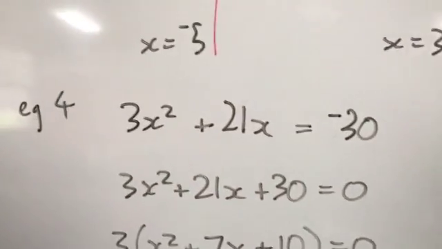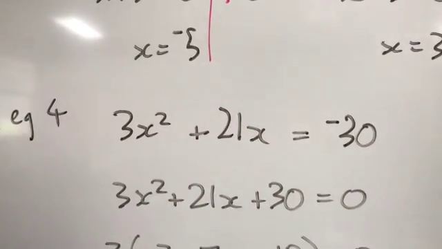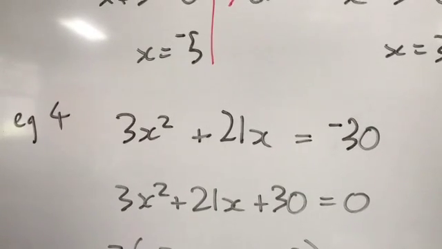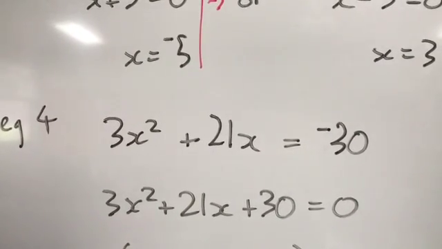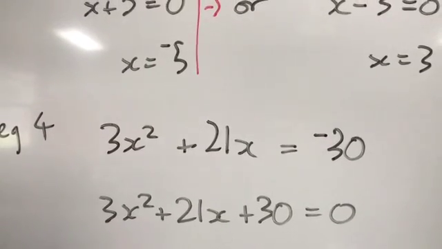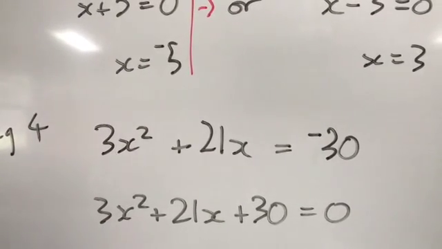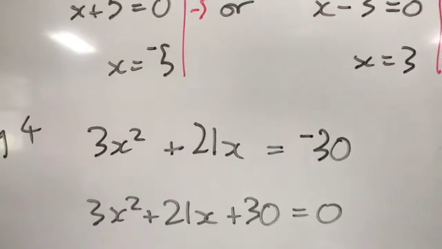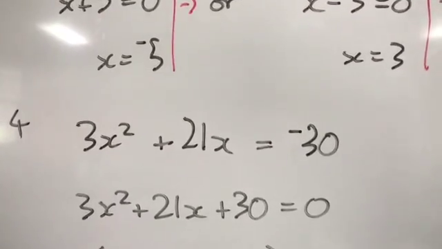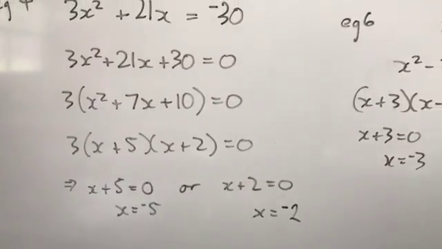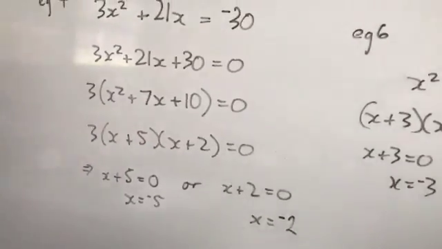If I go back to my original equation, I can put those values in, like x is equal to -2, which was one of my solutions. 3 times -2 squared is 12, plus -2 times 21 is -42. -42 plus 12 does equal -30. It makes a true statement. So substituting them back in will always check your answer.